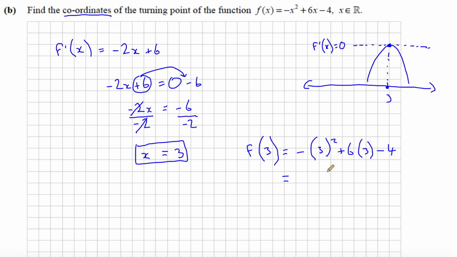So that's just substituting 3 into this function everywhere you see x. And that gives us 5 on the calculator. So f of 3 is 5. So that's our y value. Our y value is 5. So that means our coordinate then is the point 3, 5. So that's our turning point, the coordinates of our turning point, and that's the answer.